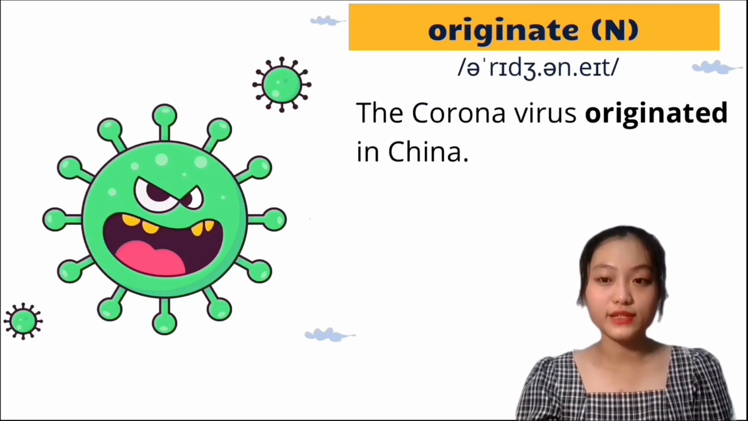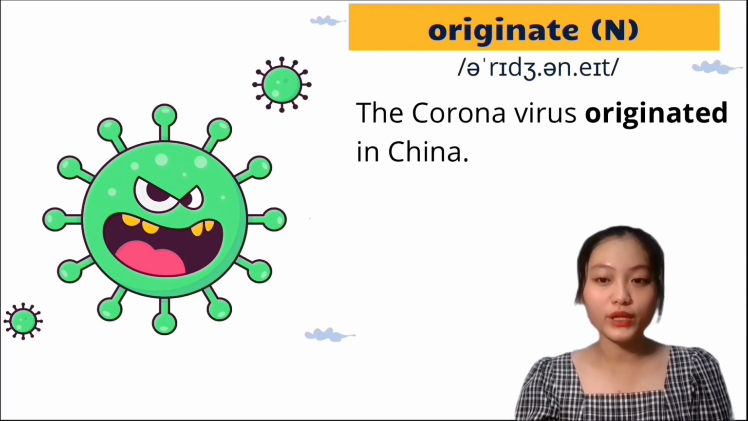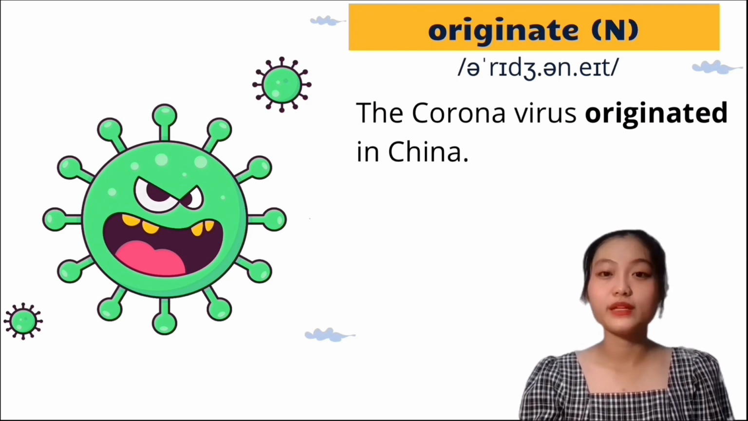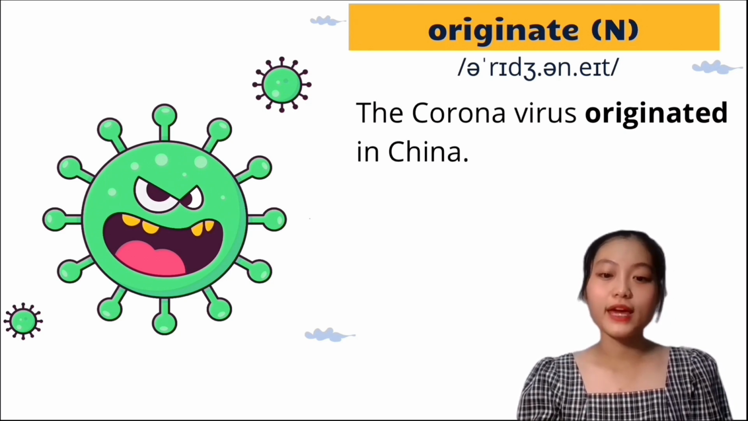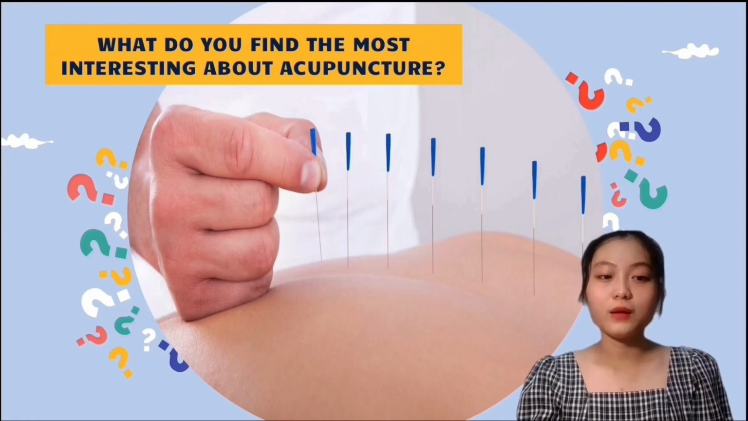Next word, originate. Originate means to happen or appear for the first time in a particular place or situation. We have an example here. The coronavirus originated in China. We have learned some new words. Now I will give you some minutes to read the text. Then you will work in pairs and tell me what you find the most interesting about acupuncture.